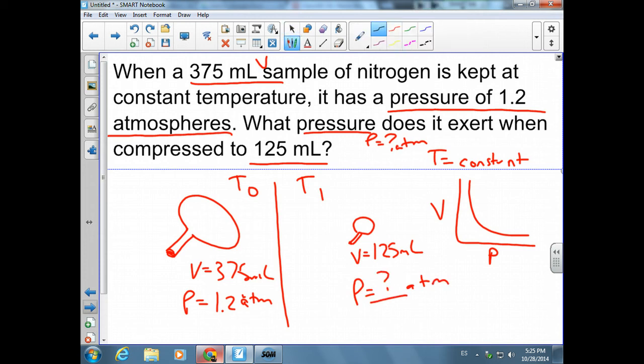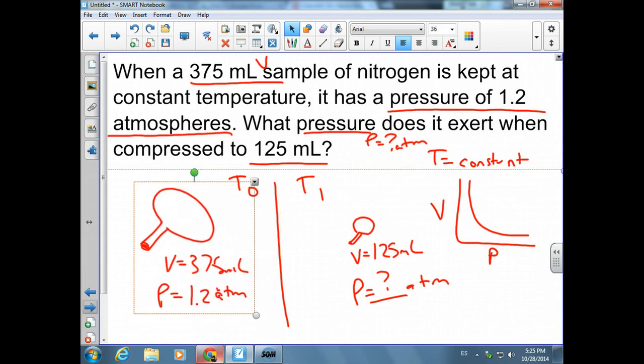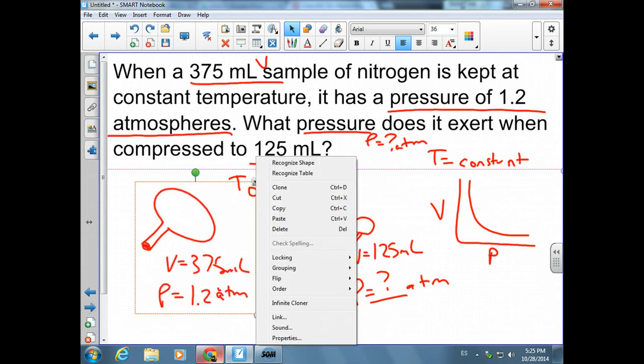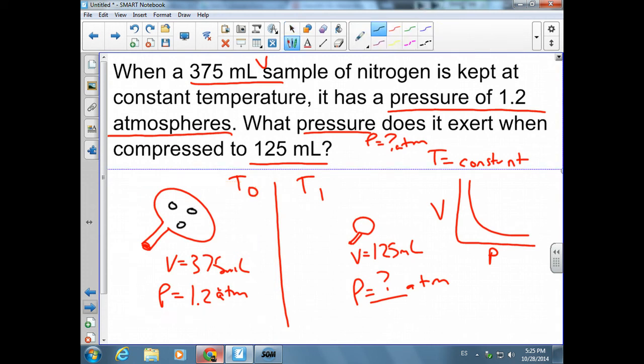Oh, I didn't really make my balloons big enough. Let's see if I can rectify that. Oops, maybe not. Let's see, can I make this a little bigger? Maybe not. All right, so let's just pretend for a second. I'm going to throw in 3 particles. One's bouncing off the walls, and now I've got 3 particles inside of here. Are they more or less likely to be bouncing off the wall? Well, they're a lot more likely to be bouncing off the wall. There's a ton of pressure inside of that balloon when I decrease the volume on it.